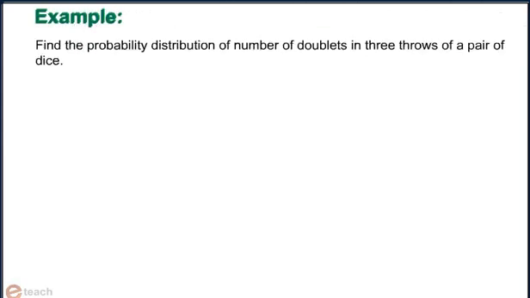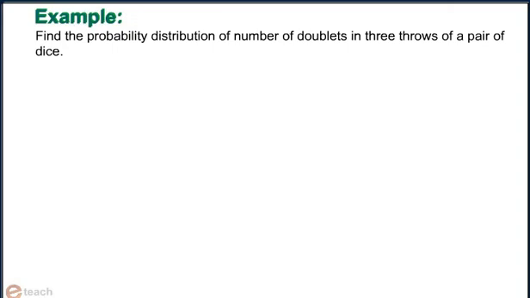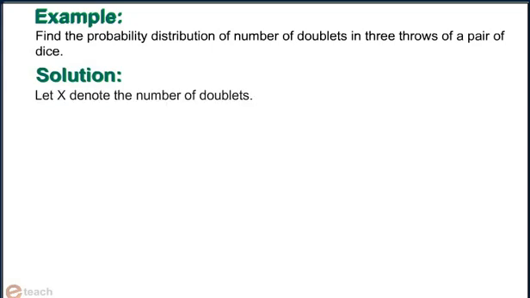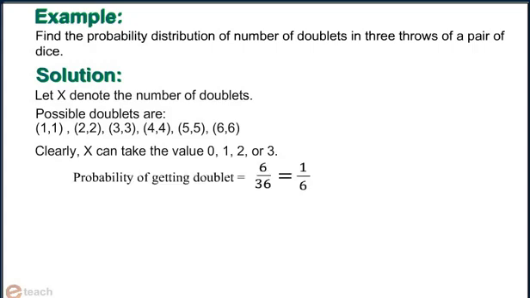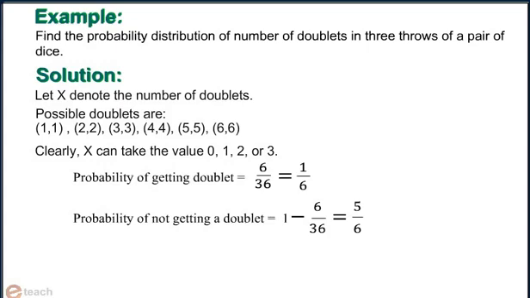Example: find the probability distribution of the number of doublets in 3 throws of a pair of dice. Solution: let X denote the number of doublets. Possible doublets are 1 1, 2 2, 3 3, 4 4, 5 5 and 6 6. Clearly, X can take the values 0, 1, 2 or 3. Now the probability of getting a doublet is 6 by 36, that is equal to 1 by 6. And the probability of not getting a doublet is 1 minus 6 by 36, that is 5 by 6.